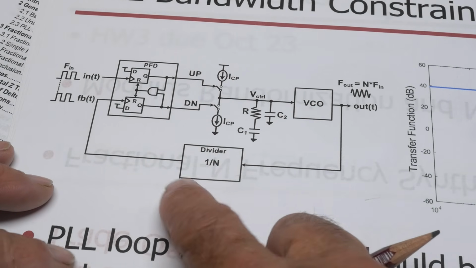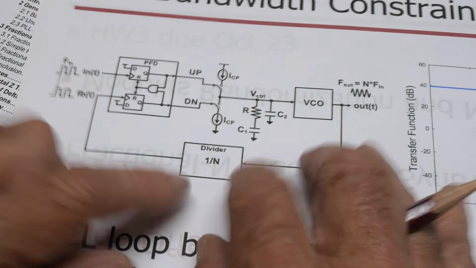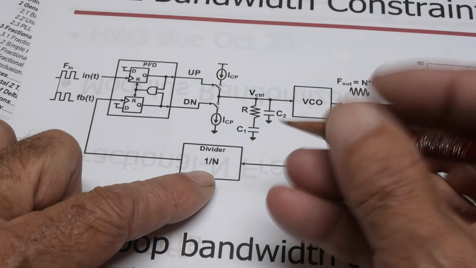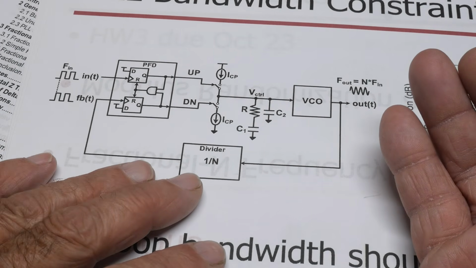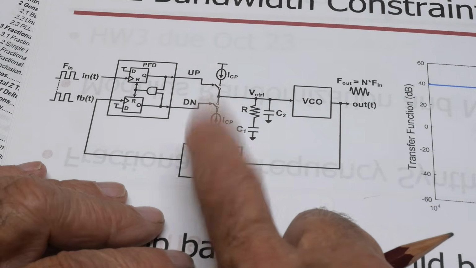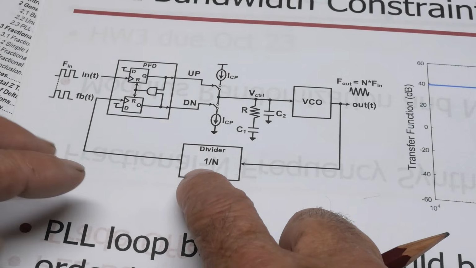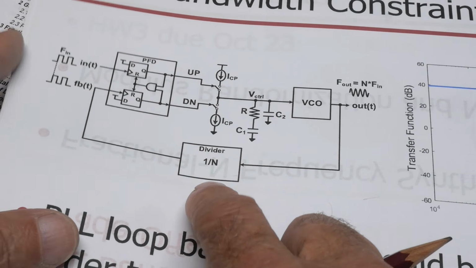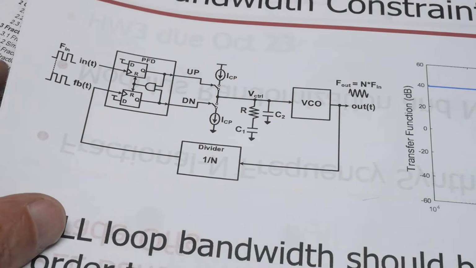Now, we had divide by 100 here, and you can divide by any integer. All right. And what if you wanted to divide by 1.75? How would you do that? So we're going to talk about how you divide by fractions, non-integer fractions. And this is called a fractional N divider, okay? And so that's what this video is about.